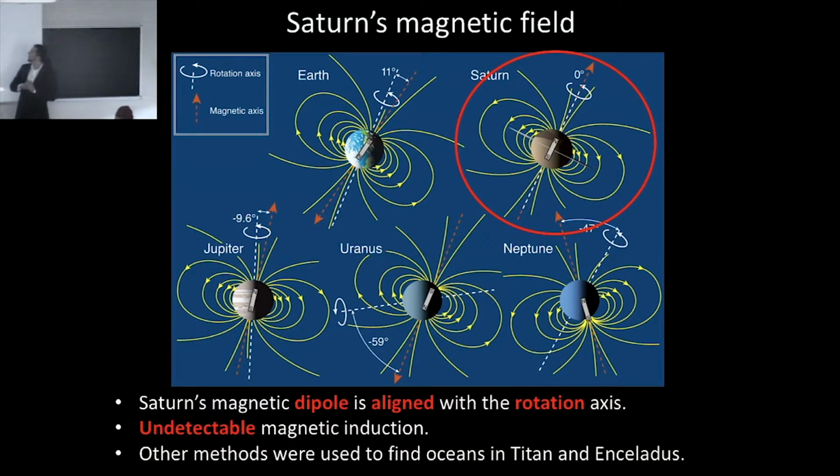Okay, so now let's move on to the system of Saturn. So we only had two missions that really detected oceans. That's the Galileo mission and the Cassini mission. For Saturn, unfortunately, the magnetic dipole is aligned with the rotation axis. Which means that around the moons, there's no real variability in the magnetic field. So magnetic induction is not really possible for the moons of Saturn. So other methods had to be developed.